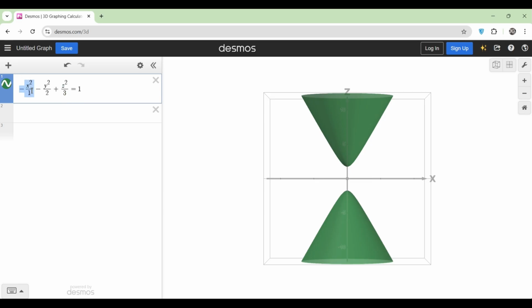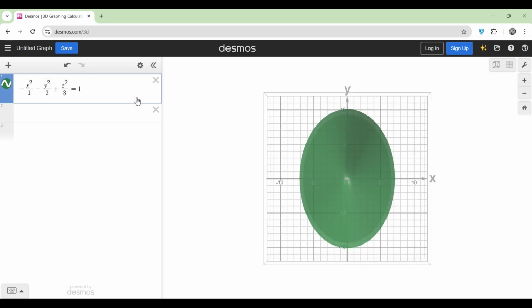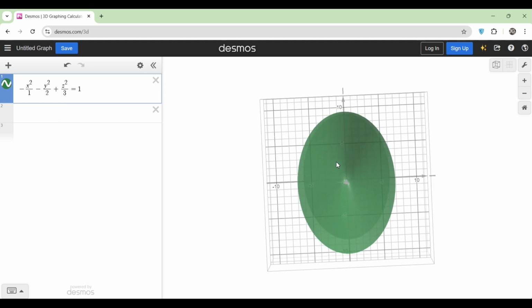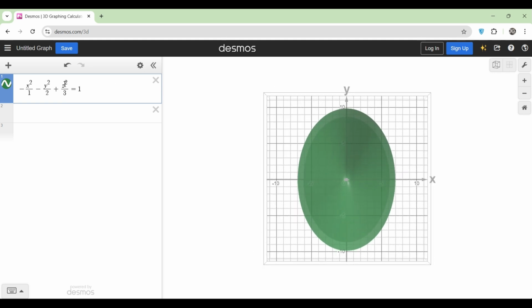And the interesting thing about hyperboloid of two sheets is the XY trace. So there is no Z value here. It's just X squared minus Y squared. So we have minus X squared minus Y squared is equal to 1.